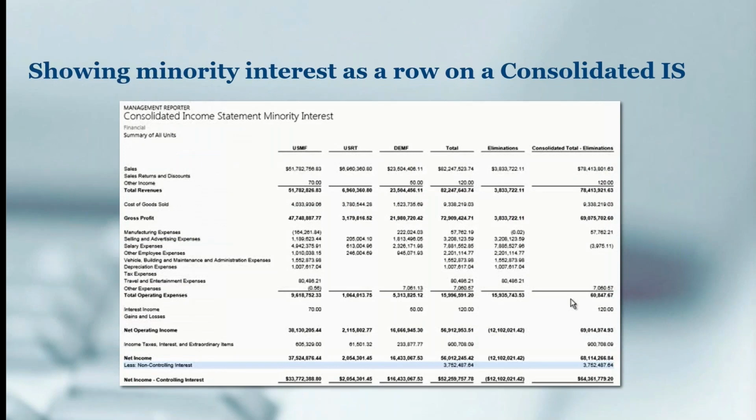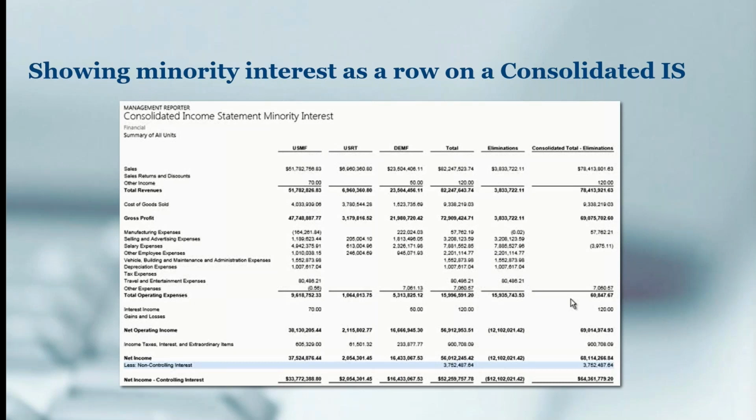This consolidated income statement showing minority interest has a lot going on, which makes it a good example to showcase lots of tips. All these tips can be used in various ways. I wanted to use this report as an example of how to use them so you can think about your reports and how you might use some of these tips in your own organization.